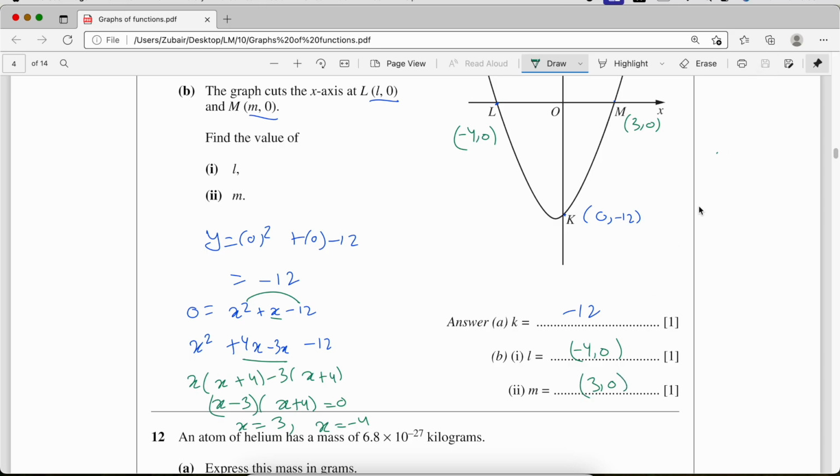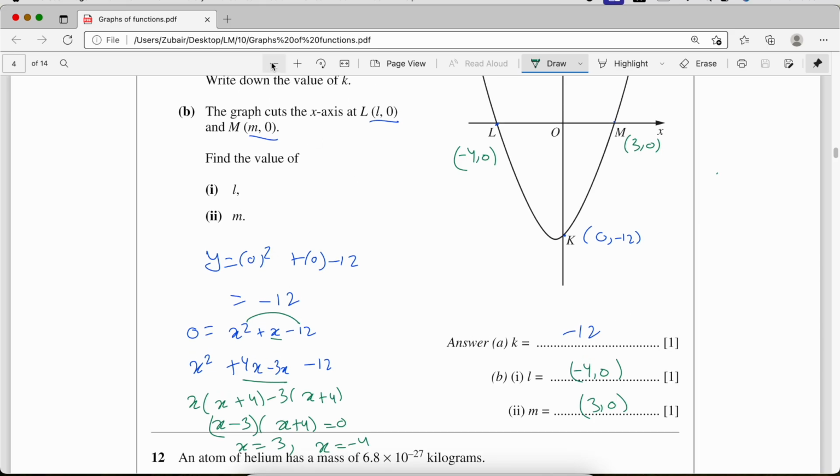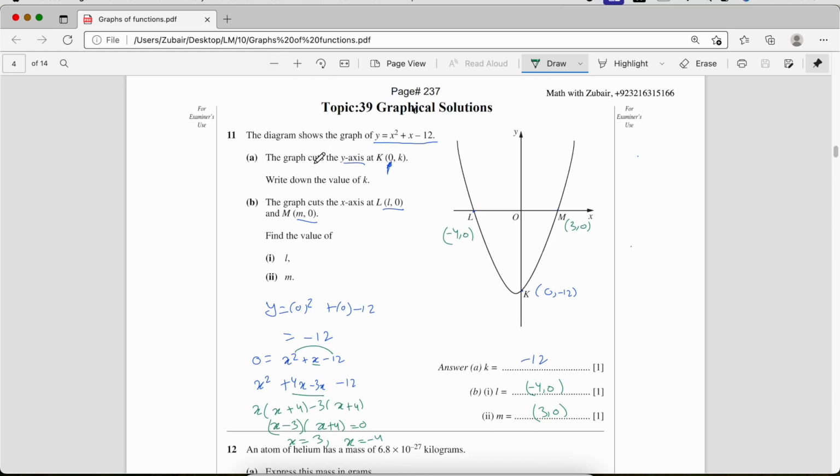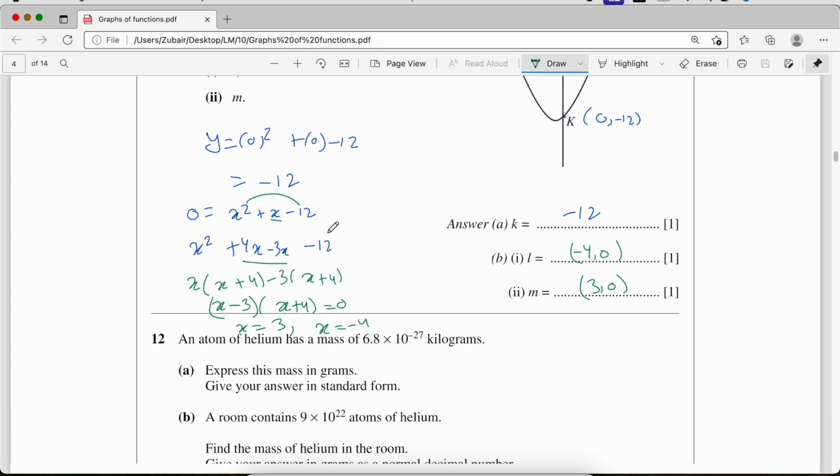Any confusion, please avoid text. You may unmute and speak, because I am on full screen. I won't be able to see your messages. Any confusion in this question? Okay.